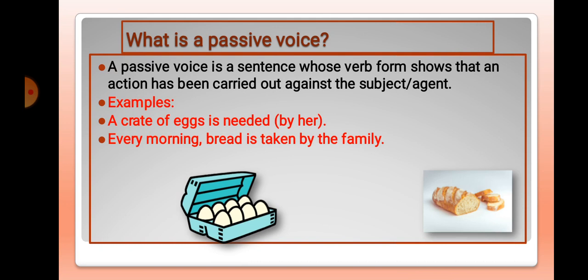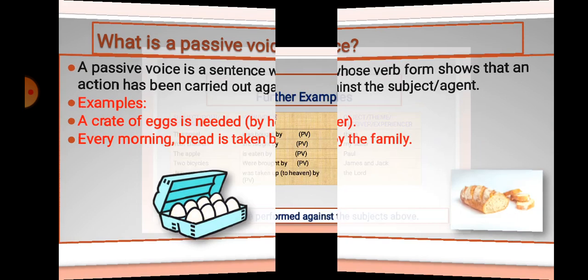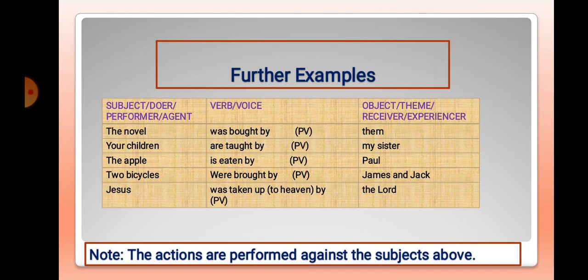For instance, we have a crate of eggs is needed. We may choose not to mention who needs it. And we can say every morning bread is taken. We may choose not to tell who is the one taking bread every morning. Let's check further examples of this.